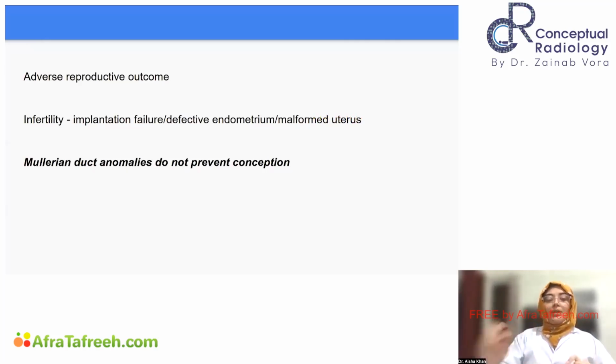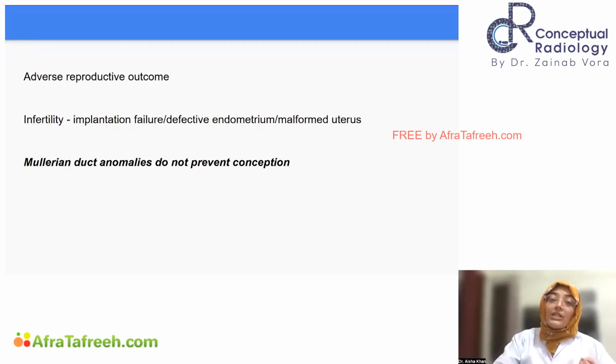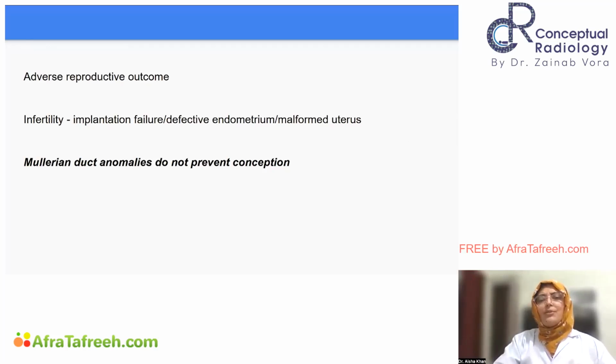But keep one important thing in mind, that Mullerian duct anomalies do not prevent conception. Conception will happen, but that pregnancy may have a really poor outcome. There may be malpresentations. There might be ectopic pregnancy happening, like in cases of rudimentary horns. There might be IUGRs, abnormal presentation and lie. And there could be second trimester as well as first trimester abortion. So usually these women present with recurrent abortions, a poor obstetric history, secondary infertility, and sometimes even primary infertility.